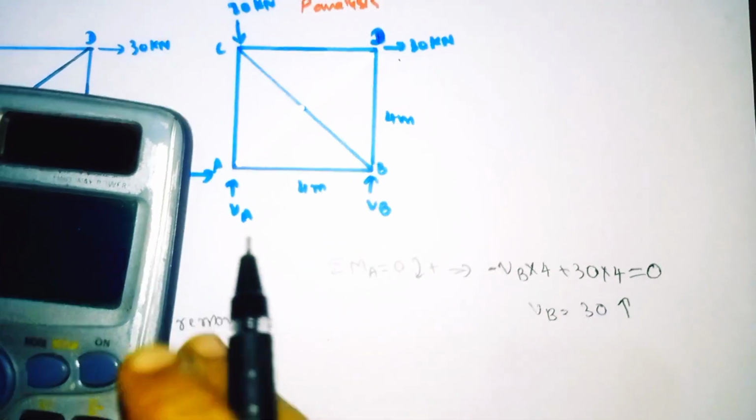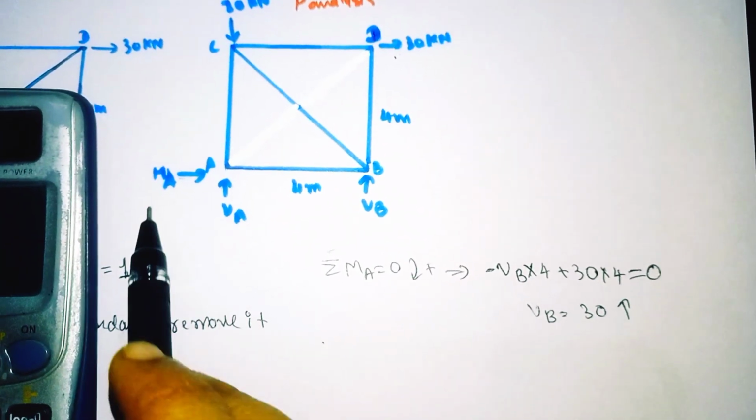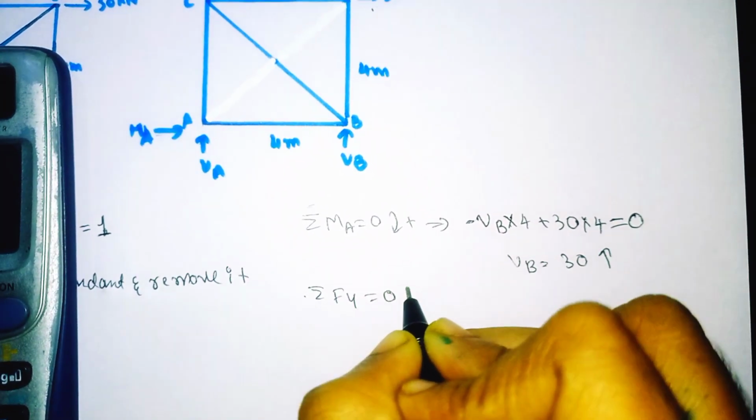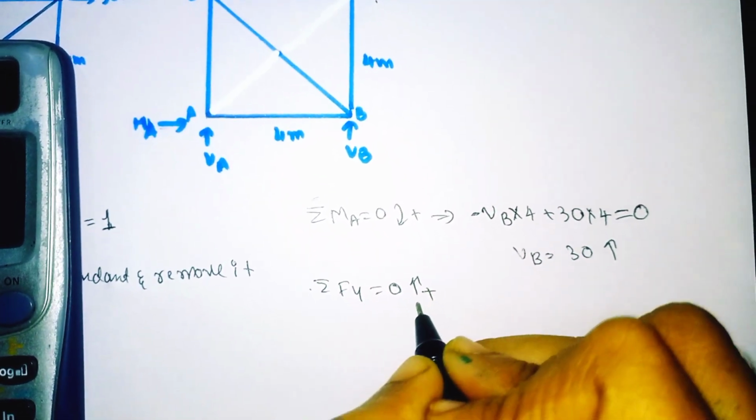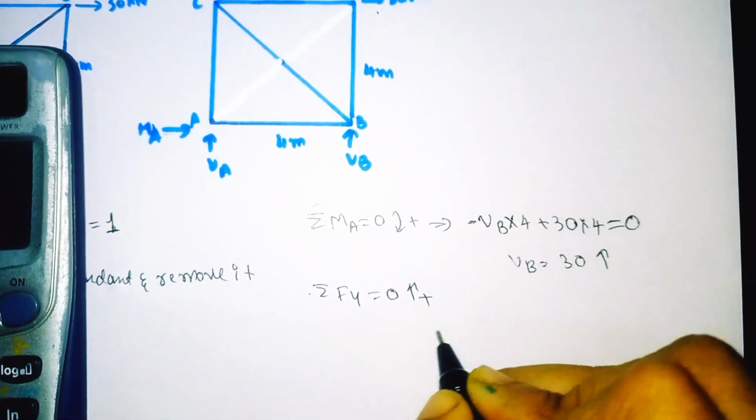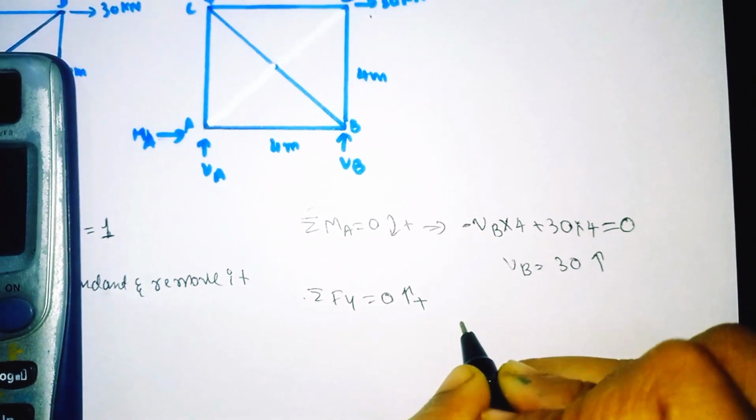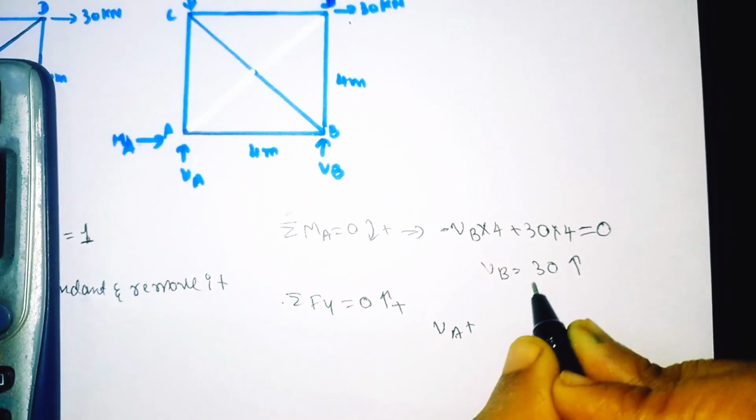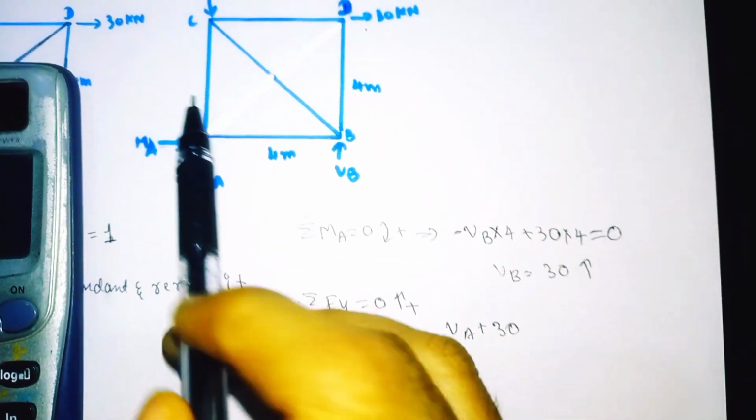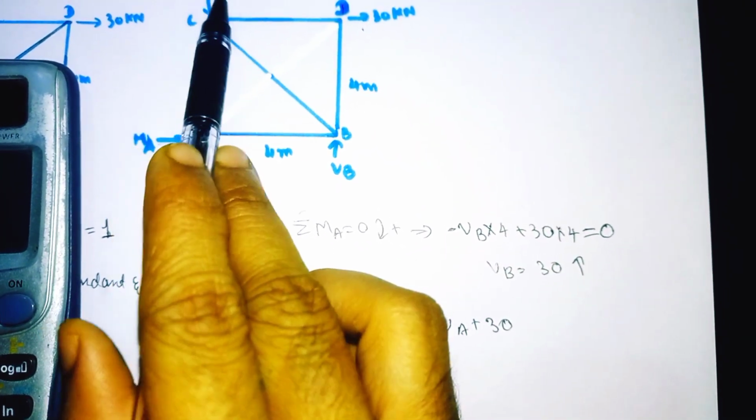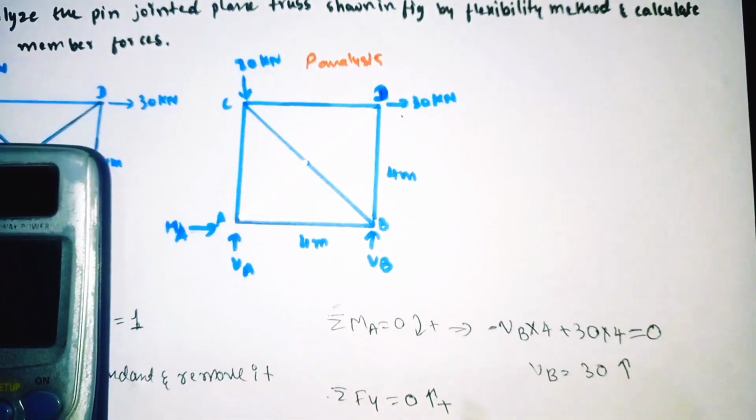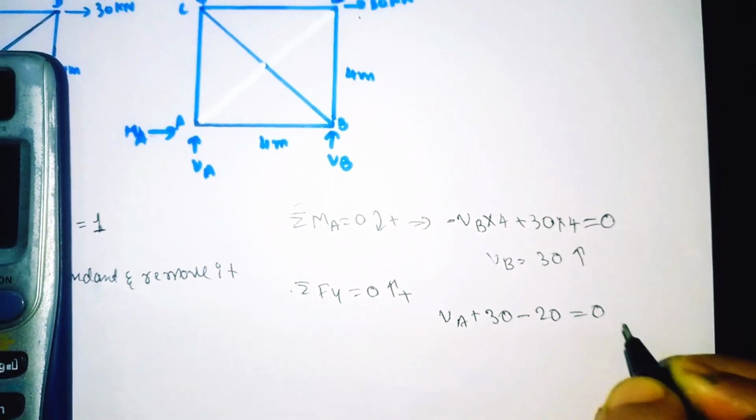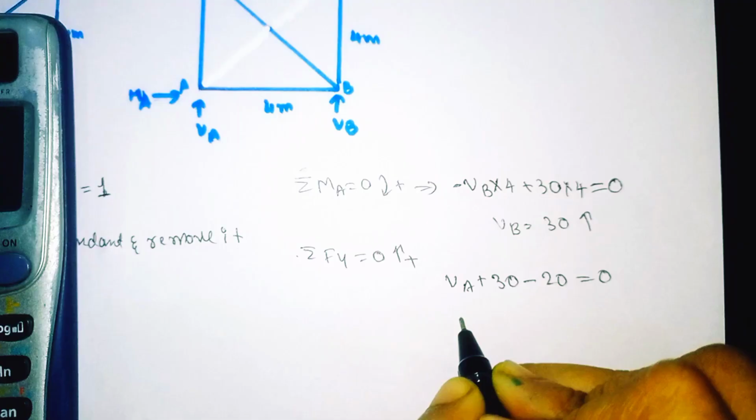So now similarly, we need to find the VA and HA. So summation of Fy is equal to 0. Upward we need to take as positive. Here VA is moving upward. So VA plus VB is also moving upward. The VB value we got was 30, so put it here. Here one vertical force of 20 kilonewton is coming downward, so minus 20 is equal to 0. So now solve it.